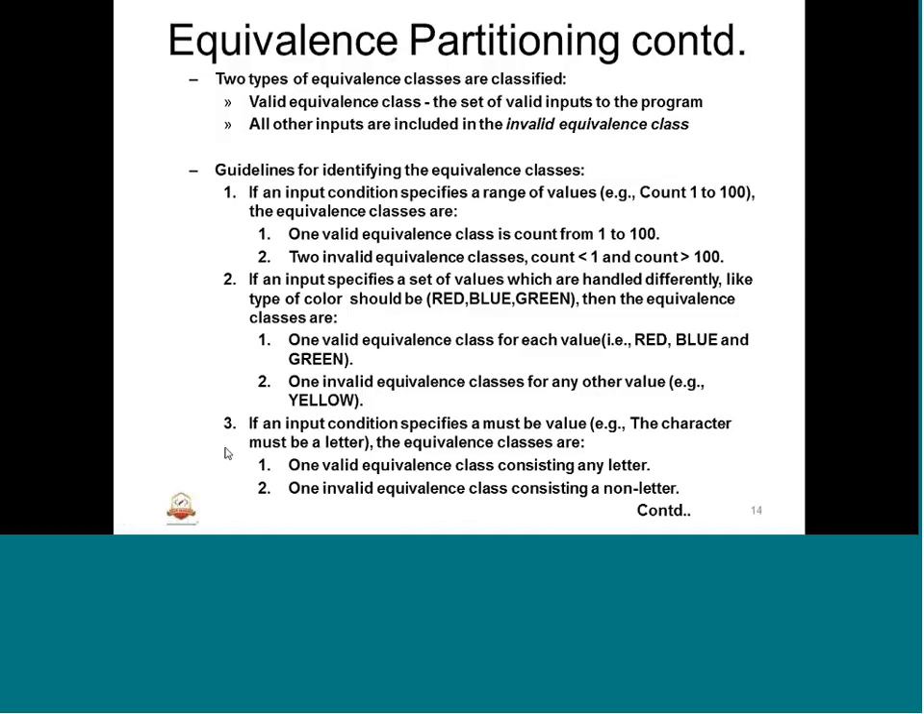The third guideline: if an input condition specifies a must-be value, for example the character must be a letter. The equivalence classes here basically depend on the type of the requirement. If the requirement talks about a count, then we have numbers less than the exact count. Here it is a character, so we need to feed an invalid character or invalid group of characters. Red, blue, green is a valid group, and anything else is an invalid equivalence class. Similarly, for a must-be value input condition, the valid equivalence class is any letter. Other than any letter, a non-letter, which could be a number or special character or anything, is an invalid equivalence class.